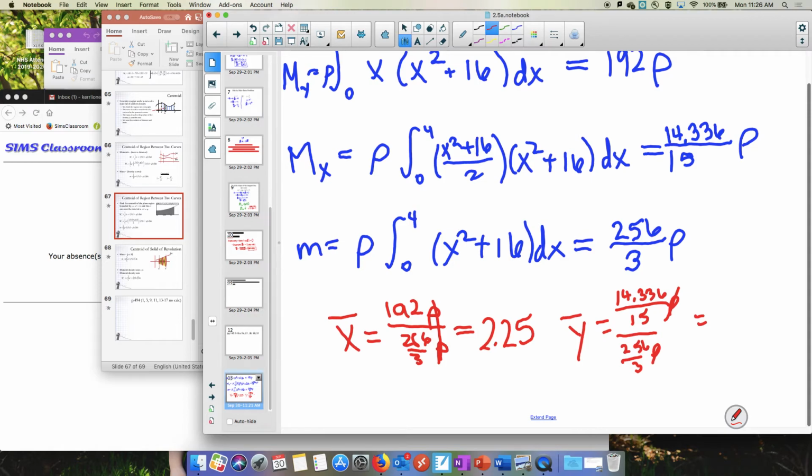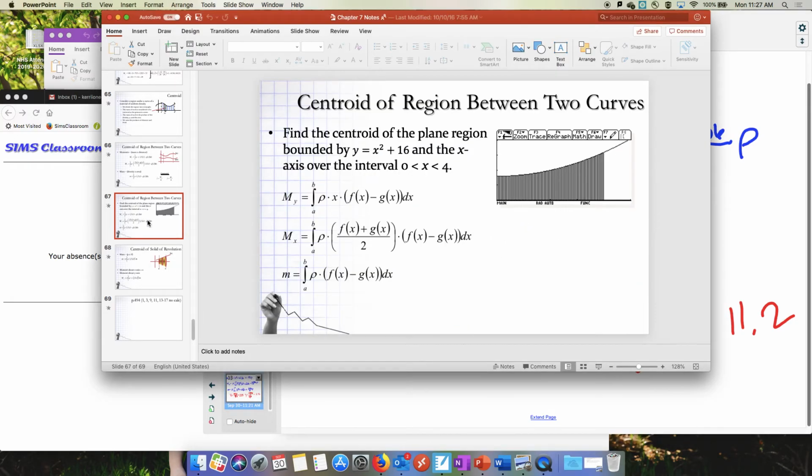What do we get for the y coordinate? 11.2? That's it? Well, that's cool. So if we go back to this picture, the coordinate was 2.25, 11.2. About right here would be our center of mass. If I cut this out on a piece of paper that has uniform density and plot that point, it'll balance on our pencil, which is what we're going to do tomorrow. It's going to be so cool.